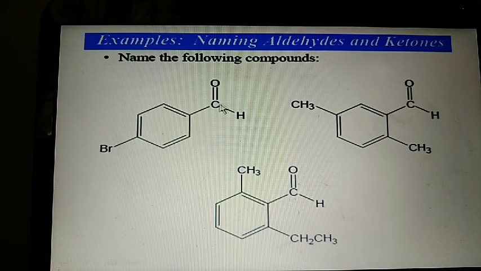As for the names of these compounds, this is an aldehyde, this is an aldehyde, and this is also an aldehyde. These are all aromatic aldehydes, and you can easily name them. For example, this molecule has a bromo substituent: 4-bromobenzaldehyde. Like this, you can easily name this dimethyl benzaldehyde, and this is ethyl methyl benzaldehyde.